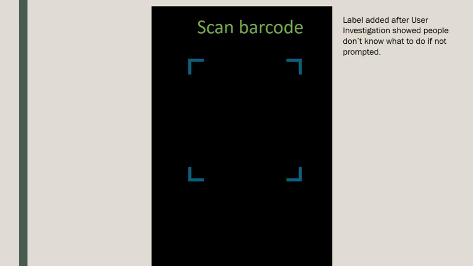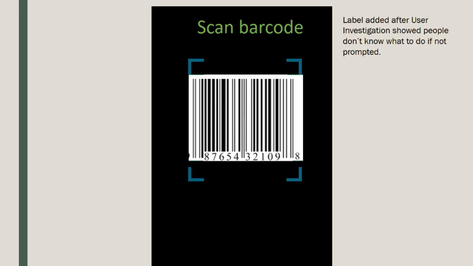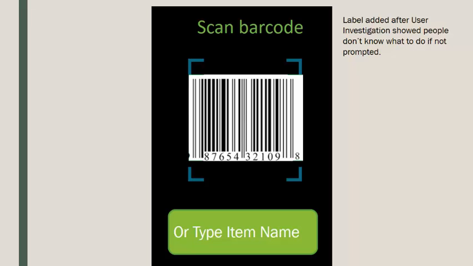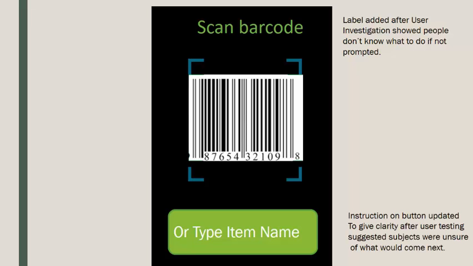After the user surveys, it became obvious that we needed a scan barcode title at the top of the first screen, so that was added before user testing took place. During the interviews after the user testing, users were confused about the manual entry option, and so the wording was adjusted to be more instructional language.